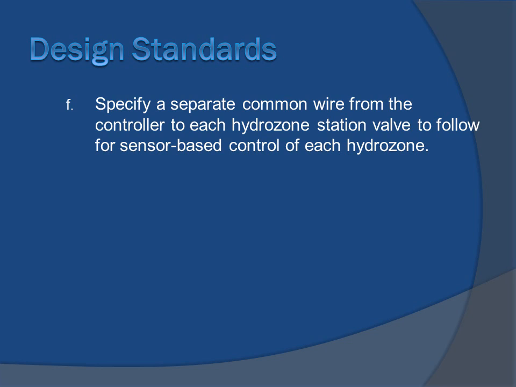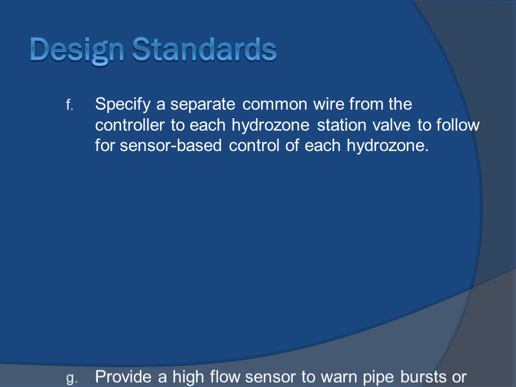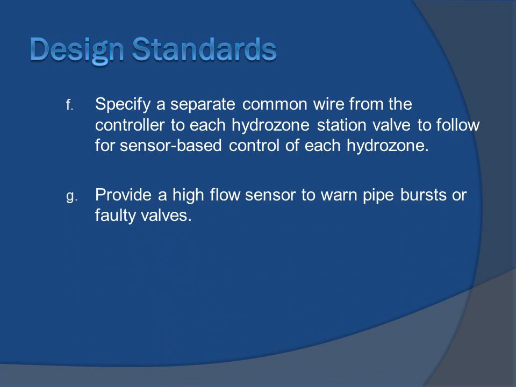Specify a separate common wire from the controller to each hydrozone station to follow a sensor-based control of each hydrozone. Yeah, you've got to have that common wire run to each zone. It's typically white. That's just a standard. So if you see a white wire, that's a common. It connects to every controller. And then the other color-coded ones, yellow would be one, however you wanted to do that. Provide a high-flow sensor to warn of pipe burst or faulty valves.